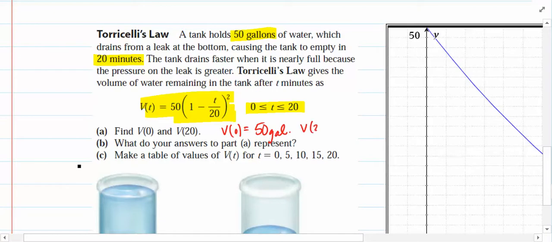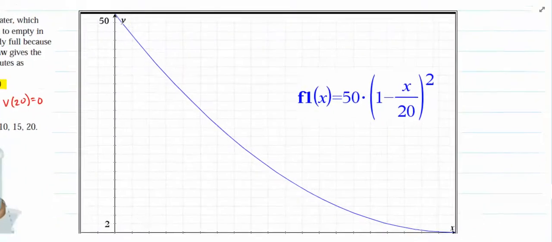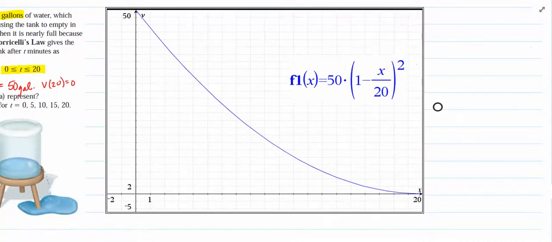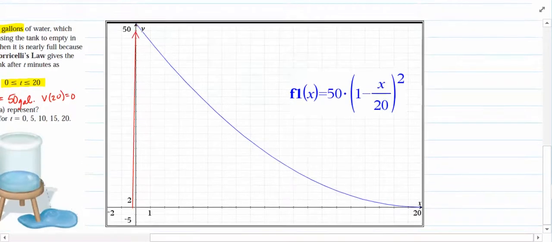And V of 20, we know that this tank is empty in 20 minutes, so V of 20 should be equal to 0. Those two answers, again, you should know by looking through the word problem, but if you're not sure, you can always review the graph, and we can see the solution to those questions by looking at the graph here. V of 0 means the function value when x is equal to 0.